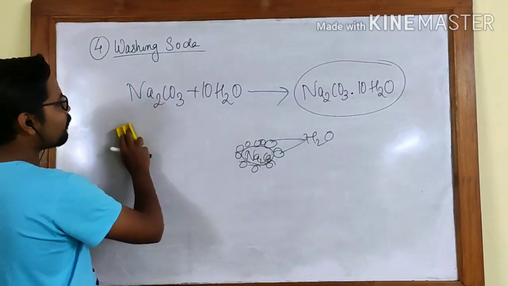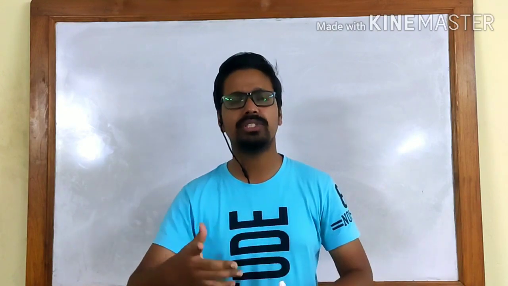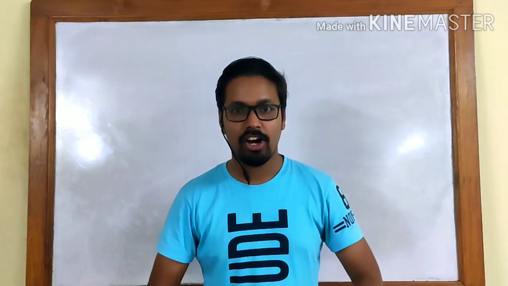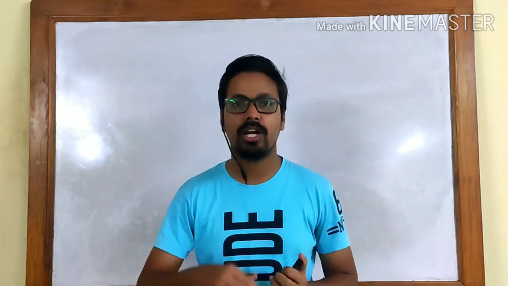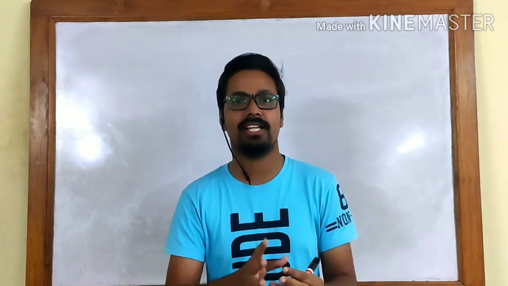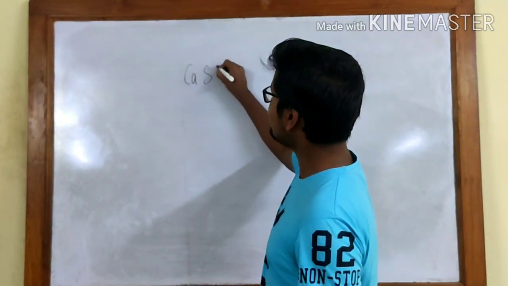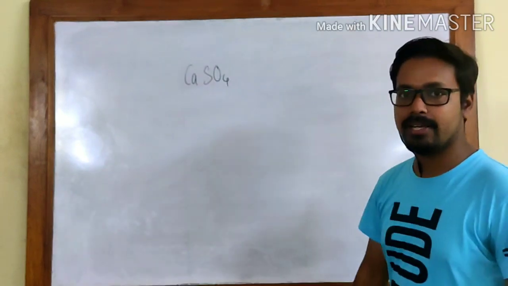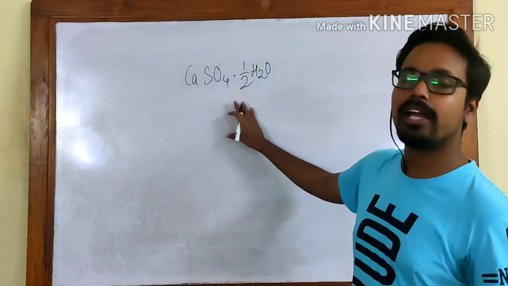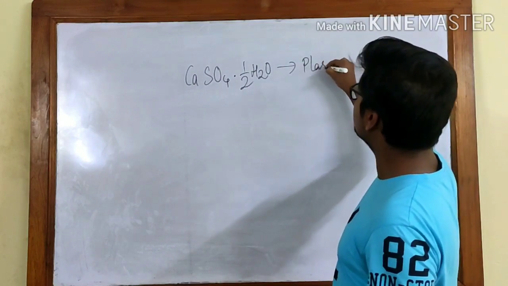So let's see what it is. I hope you are all aware of the compound called plaster of Paris. Plaster of Paris is generally used if you have a fracture in your hand or your leg. The doctors give one casing of plaster of Paris over your hand or leg so that you can't move it. This plaster of Paris actually has water of crystallization in its structure. Plaster of Paris is basically calcium sulfate containing water of crystallization along with it. So it is half H2O. We'll get to why it is half. This compound is called the plaster of Paris.